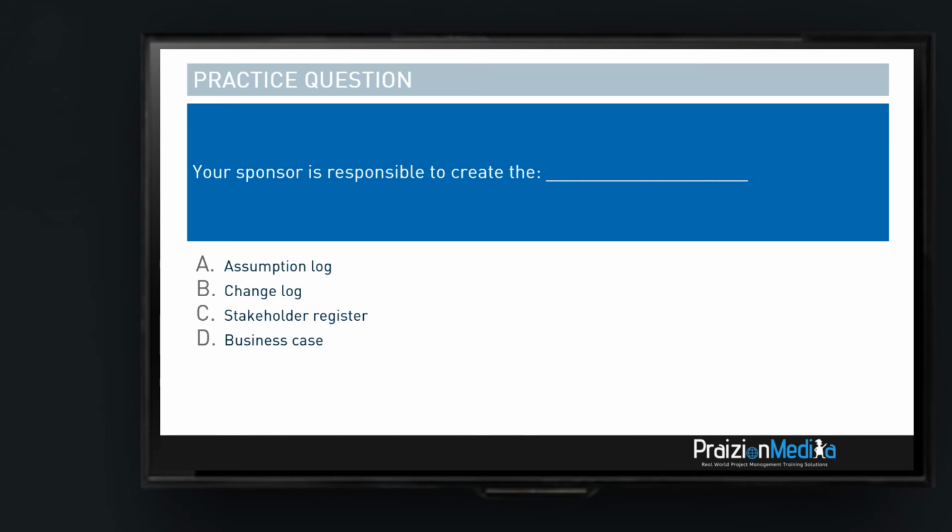Okay, the answer to this, my friends, is not the assumption log. That would be the project manager working along with a team to do that. So it's not assumption log and it's not change log. That's the job of the project manager. Your sponsor does not create the stakeholder register, right? So assumption log, change log, stakeholder register are not the sponsor's job, but the business case, that is. Okay.